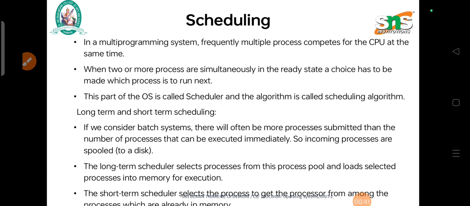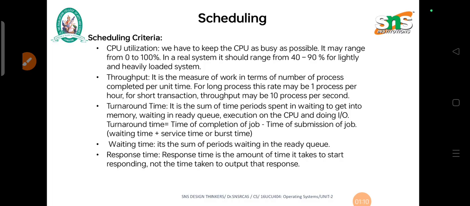For example, if you consider batch systems, there will often be more processes submitted than the number of processes that can be executed immediately. So incoming processes are spooled to a disk. The long-term scheduler selects processes from this process pool and loads the selected processes into memory for execution. The short-term scheduler selects a process to get the processor from among the processes which are in memory.